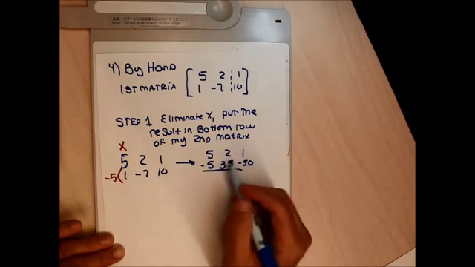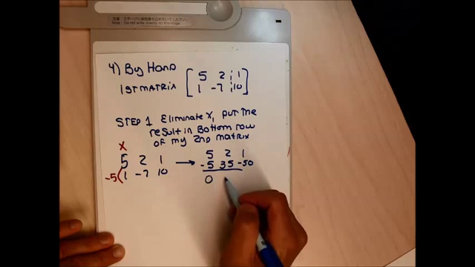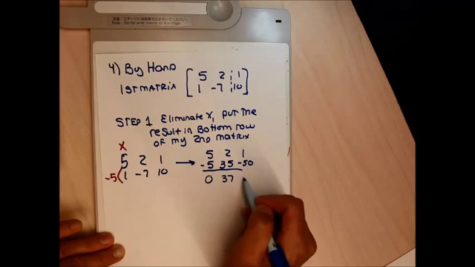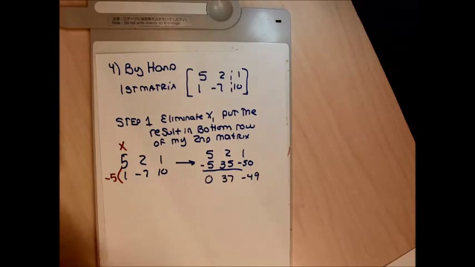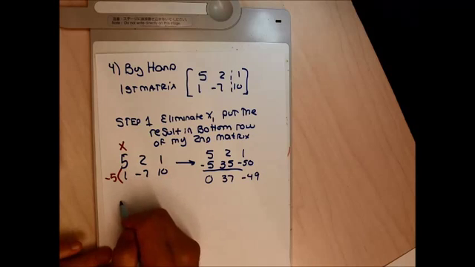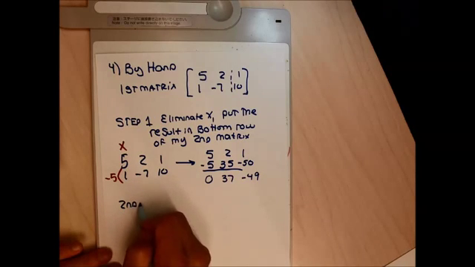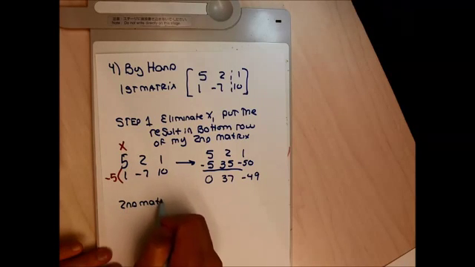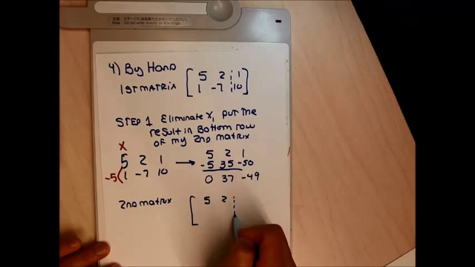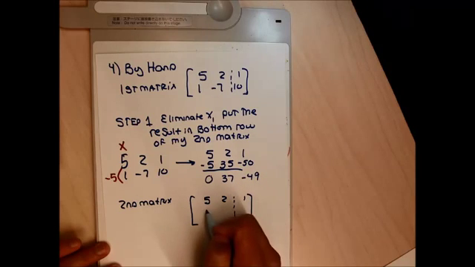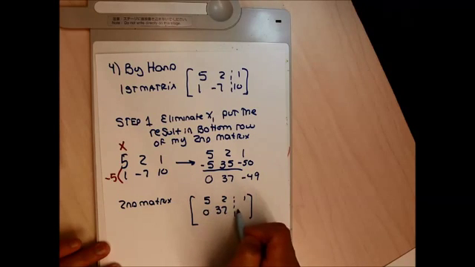Now I'm going to add and get 0, 37, and negative 49. None of those numbers are divisible by anything nice, so I'm going to write that for my second matrix. My second matrix is going to have a new bottom row, but it's not going to have a new top row. The top row is going to stay 5, 2, and 1, 0, 37, and minus 49.